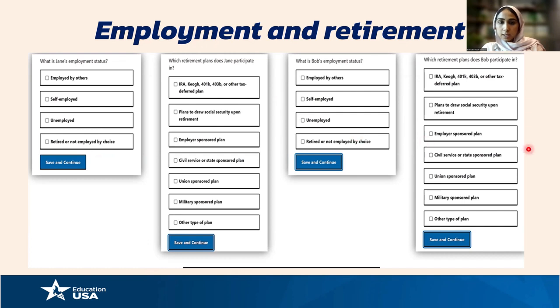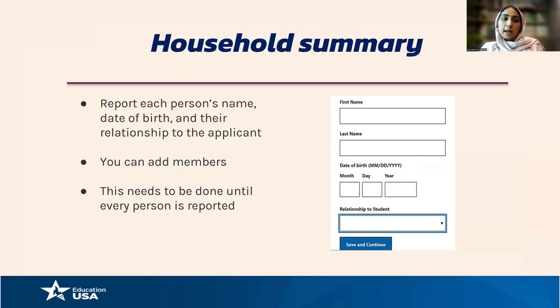Employment status and which retirement plans do they participate in, etc. Your parents will help you through this section, so definitely ask them. And then there is your household summary.